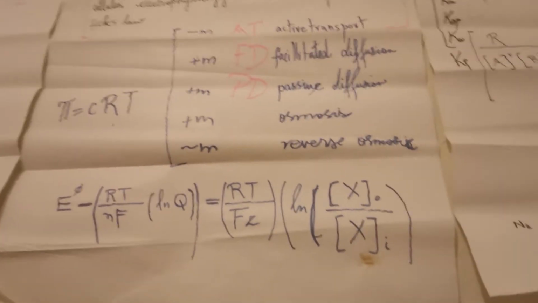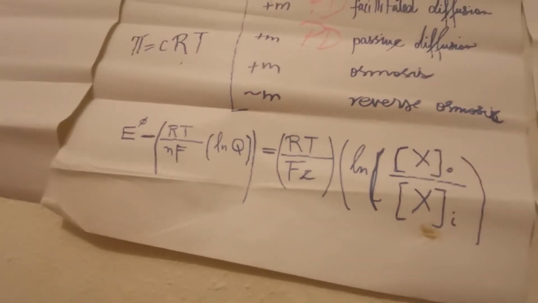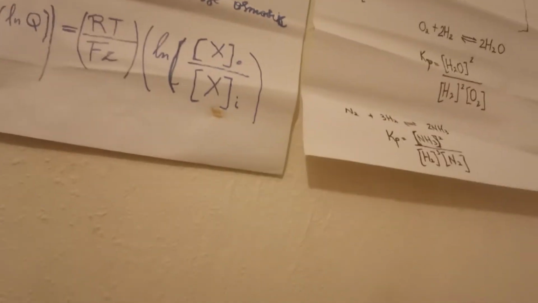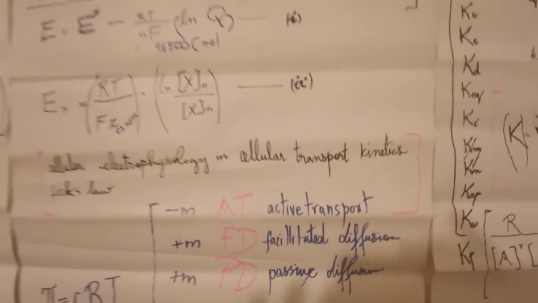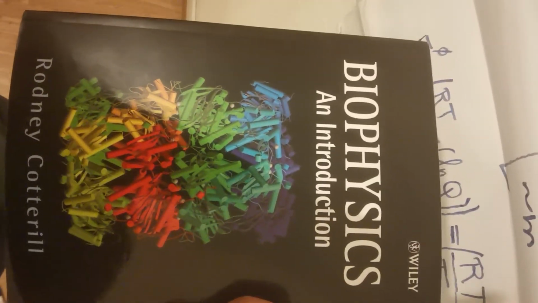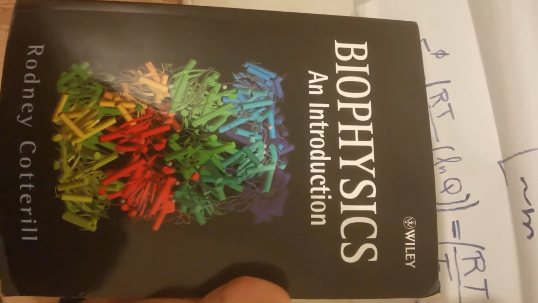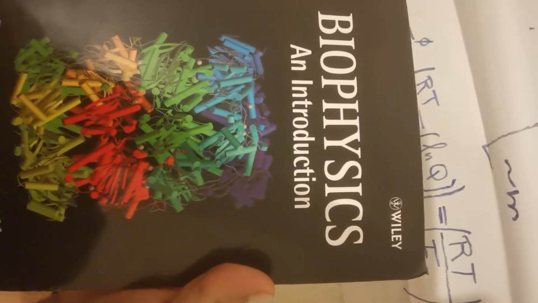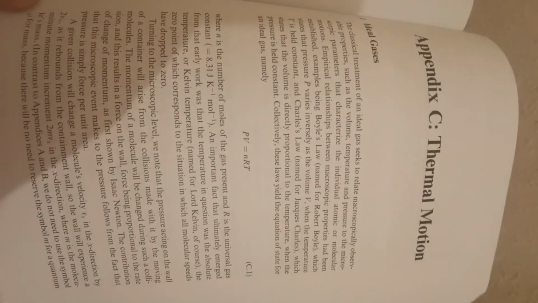If you read Biophysics, it'll help you out quite a lot. There's a very important good book on biophysics that you'll find useful. Let me just bring it. Now, if you read this particular book, Rodney Cotterill, Biophysics: An Introduction, by Wiley, you'll come across this equation on page number. See, on page number it talks to you about PV equals nRT, the one we discussed earlier.